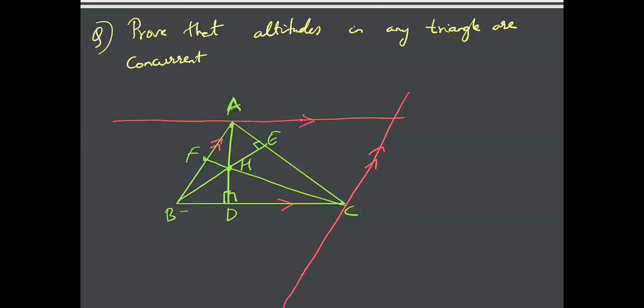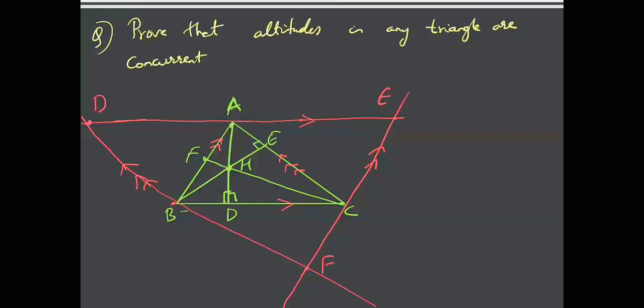And I'm drawing another line through B which is parallel to AC. Okay, so this is parallel to AC. Okay, so let us say these points of intersection which we have obtained are points D, E, and F.